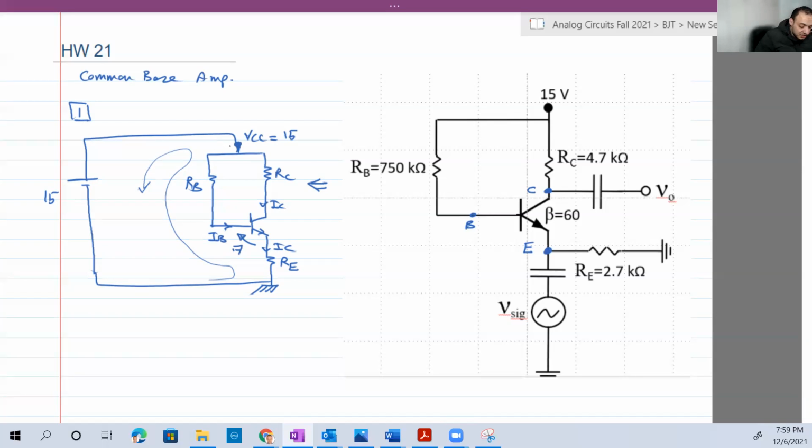Okay, so what is in that loop? We have many things here. We have IERE. This is IE, I'm sorry. We have the VBE. We have IB, RB, and we have the VCC. So from that loop, VCC, which is 15, equals IBRB plus the 0.7 plus IERE.